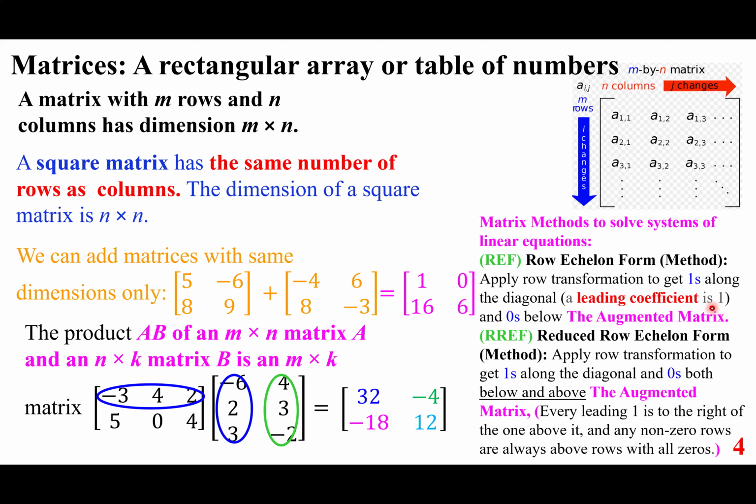We do that to the augmented matrix, and I'll discuss the augmented matrix in a moment. What is REF? Then not only, so this one, all of them is 0. This one below is 0, also above. That's the idea. So apply row transformation to get ones along the diagonals and 0 both below and above in the augmented matrix. Every leading one is to the right of the one above it, and any non-zero rows are always above rows with all zeros. So if you have rows where all of them are zeros, they should be at the bottom.